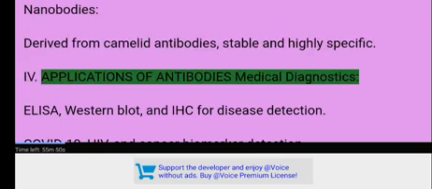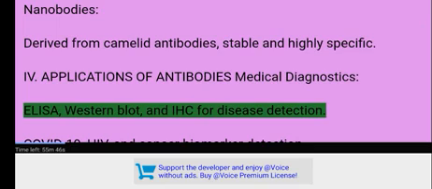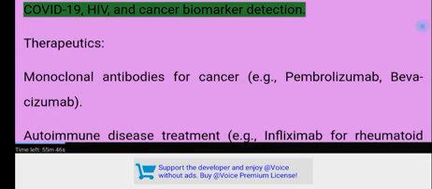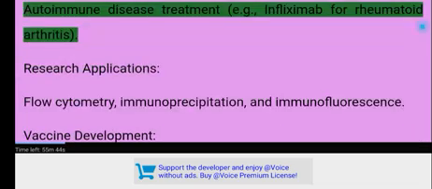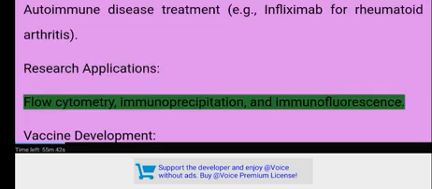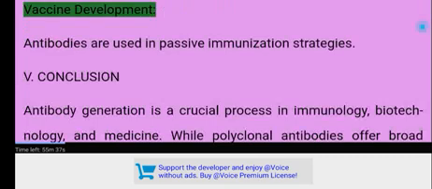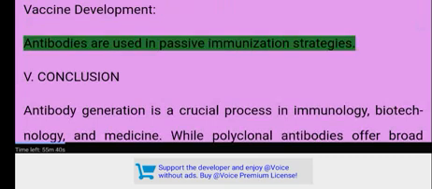Four, applications of antibodies. Medical diagnostics: ELISA, Western blot, and IHC for disease detection; COVID-19, HIV, and cancer biomarker detection. Therapeutics: monoclonal antibodies for cancer, e.g., pembrolizumab, bevacizumab; autoimmune disease treatment, e.g., infliximab for rheumatoid arthritis. Research applications: flow cytometry, immunoprecipitation, and immunofluorescence. Vaccine development: antibodies are used in passive immunization strategies.